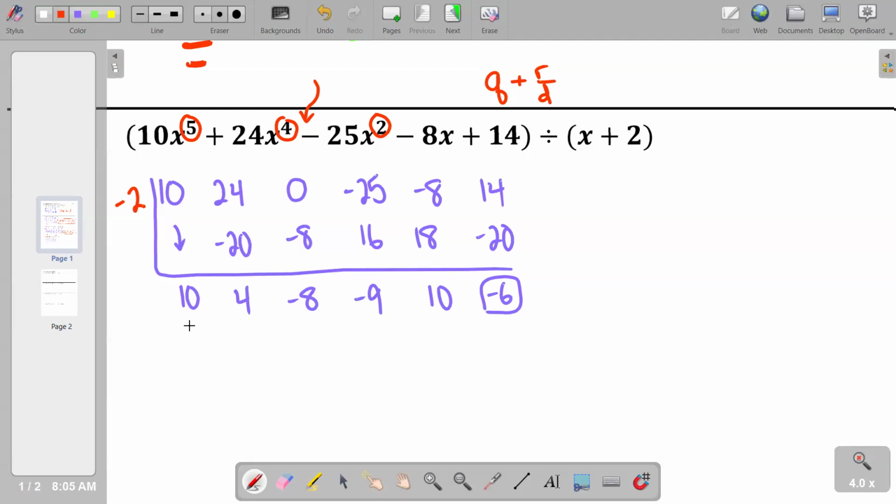So 10 is going to lead the way as 10x to the 1 less than he started as. And then we're just going to work our way down.